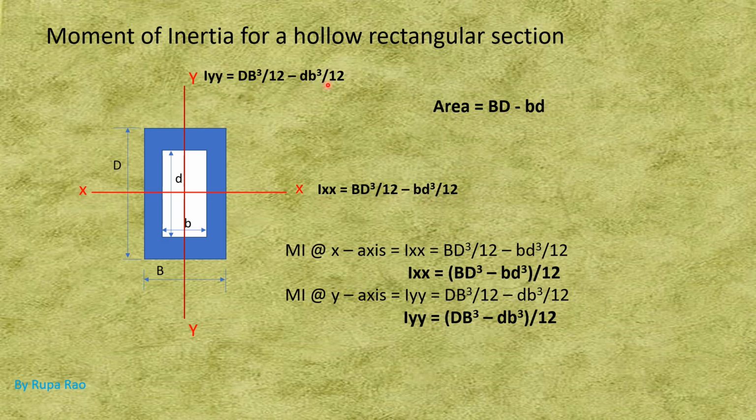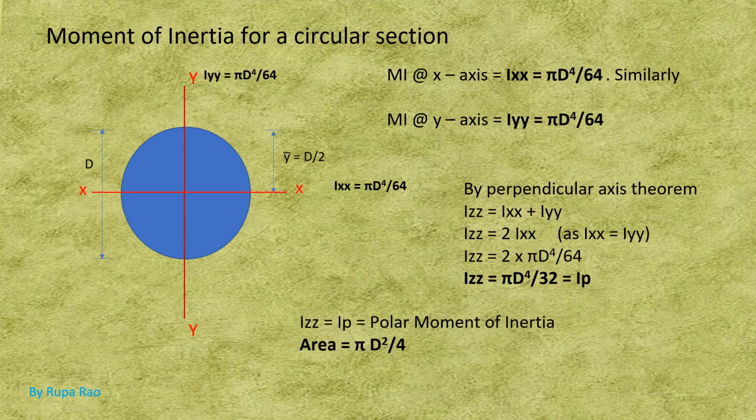This is the moment of inertia about the axis yy, and the area will be capital BD minus small bd. So this is how, using this formula, we will be calculating Ixx and Iyy for a hollow rectangular section. Let us come to the next section.